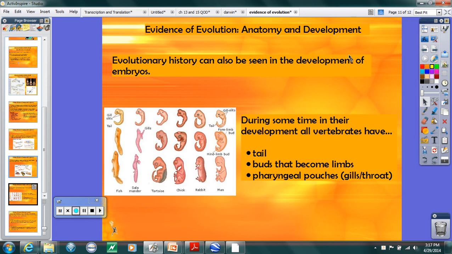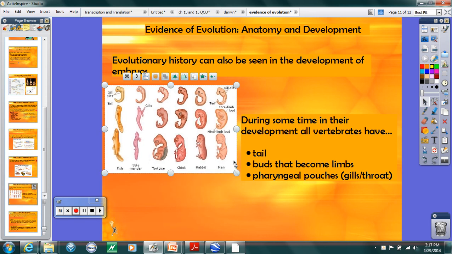Still talking about anatomy and development, evolutionary history can also be seen in the development of embryos. During some time in their development, all vertebrates have a tail, have buds that become limbs, and also have pharyngeal pouches that will eventually go on to become the gills and the throat.